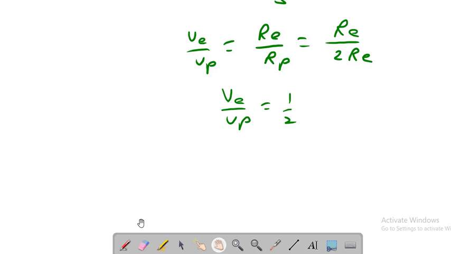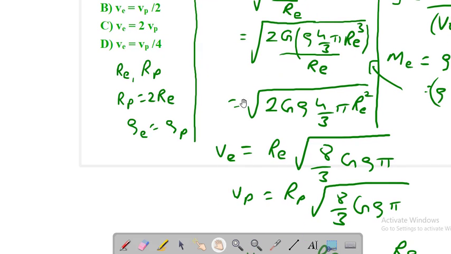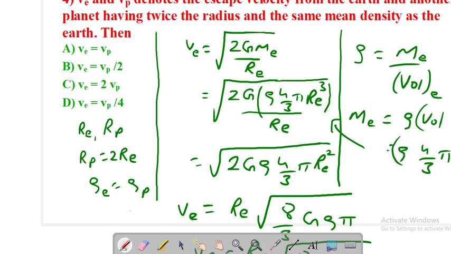or we can say Ve is half Vp. So this is the answer. So in this case B is the correct answer.